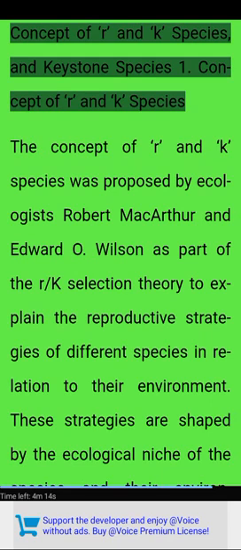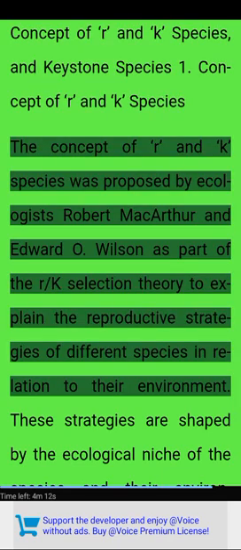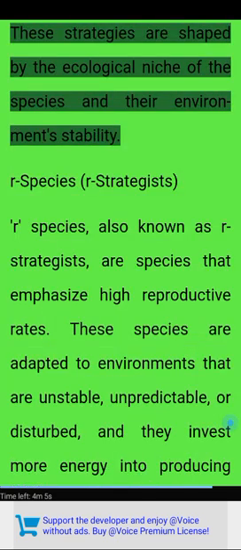Concept of r and K species. The concept of r and K species was proposed by ecologists Robert MacArthur and Edward O. Wilson as part of the r/K selection theory to explain the reproductive strategies of different species in relation to their environment. These strategies are shaped by the ecological niche of the species and their environment stability.